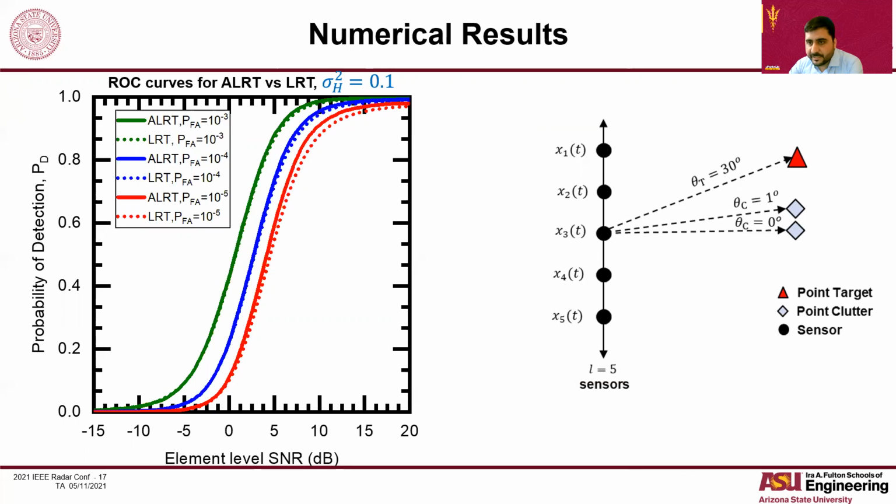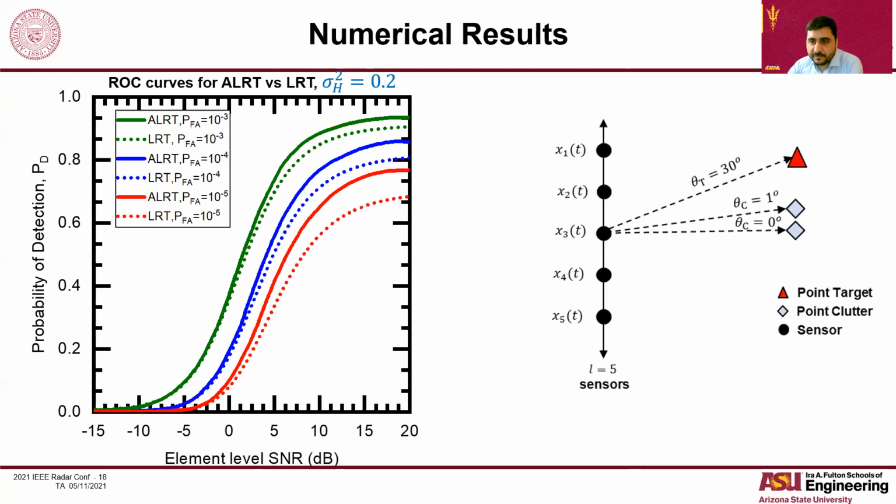This is the case when my channel matrices are random with variance of 0.1. Again, H sub T and H sub C are assumed uncorrelated. We are comparing ALRT with LRT based on the mean of the channel distribution, which is also the first part of ALRT. The solid curves are for the ALRT and the dotted are for the LRT. These curves are plotted for 3 different choices of probability of false alarm. As you can see, the detection performance of ALRT is slightly better than LRT.